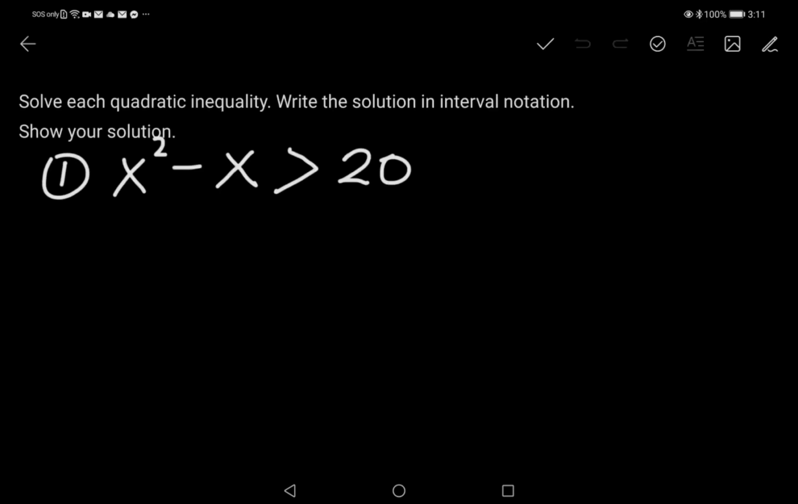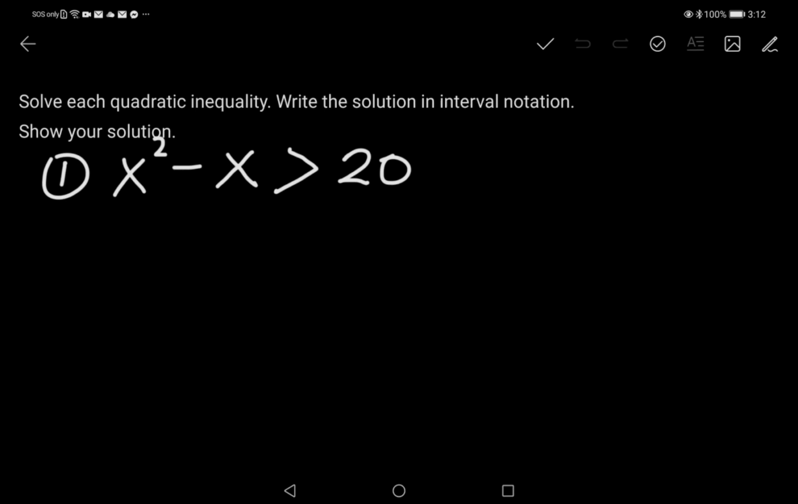So, mosolve ta karon og mga example. Solve the quadratic inequality. Write the solution in interval notation. Show your solution. So, ang number 1, x squared minus x is greater than 20.